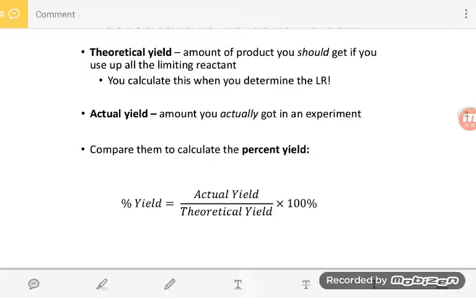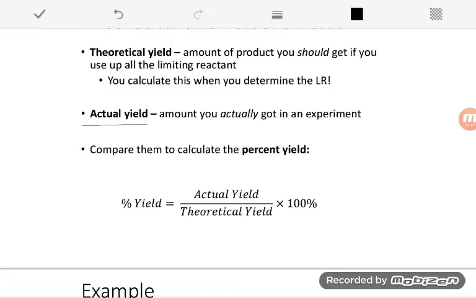When we're actually in the lab, we don't always get that much. A lot of things happen, things don't go as well as we'd hope, so a lot of times we get less than we predict. So what we actually get in the lab is my actual yield. So that's what I got at the end of my experiment. And I can see how close I was to my theoretical by getting a percent yield, which is just actual over theoretical, times 100%. The closer I am to 100%, the better I did in the lab.